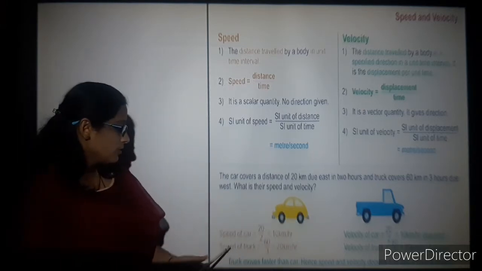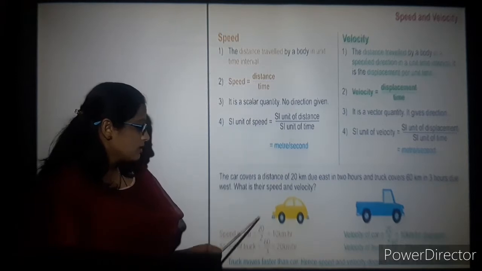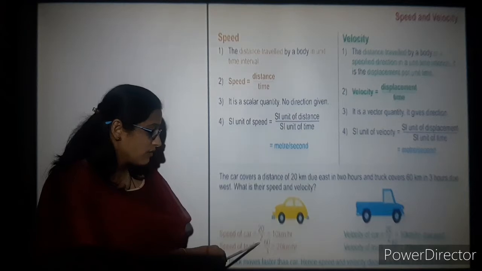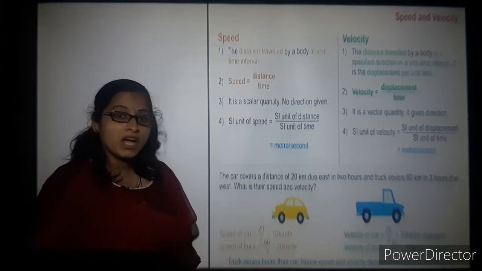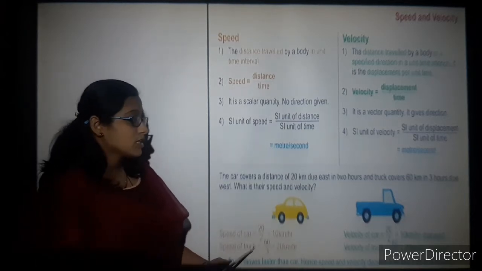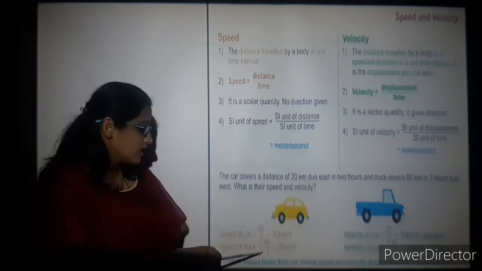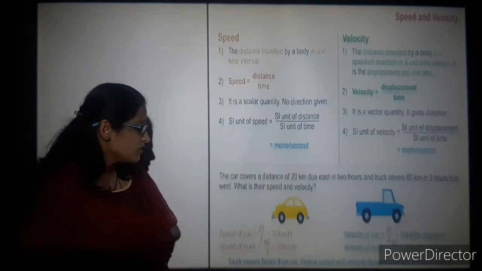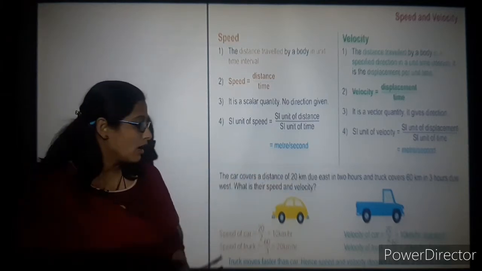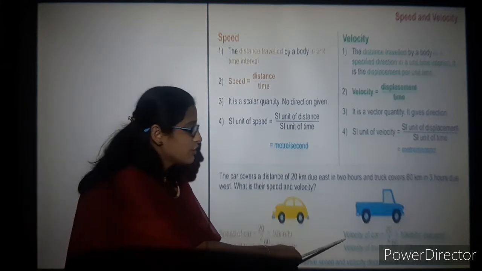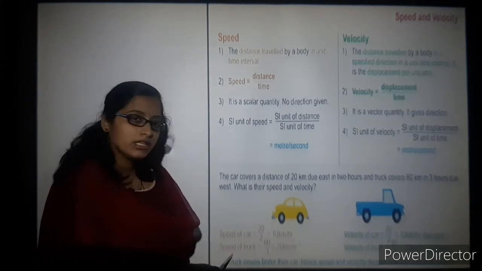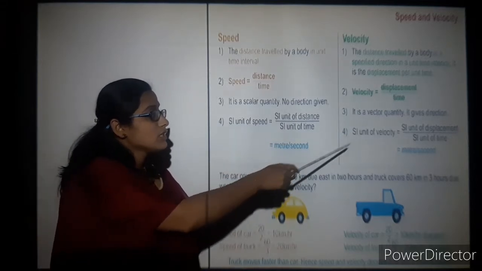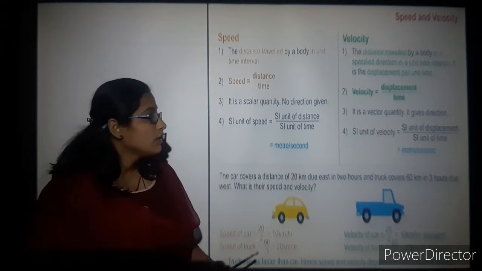Coming to the car, the speed of the car is the distance travelled by time taken, that is 20 km by 2 hours, that is 10 km per hour. The speed of the truck is given by 60 by 3, that is 20 km per hour. We have seen the speed of the car and the truck, that is the distance by time taken. Now we will see the displacement per unit of time.